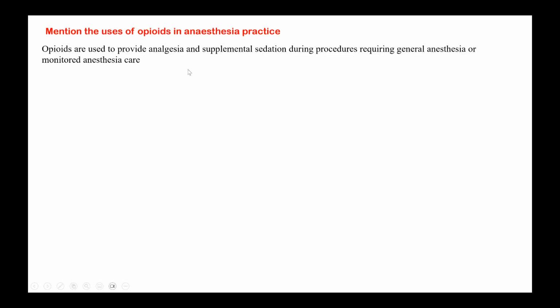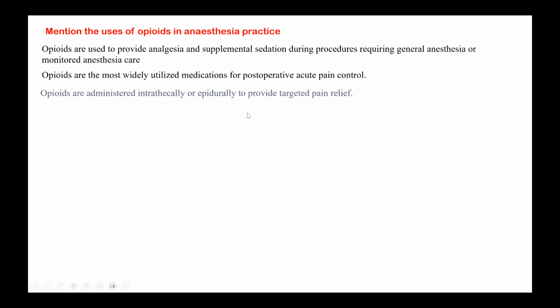And the uses of the drug in anesthesia practice: it is used for providing anesthesia totally and supplemental sedation during procedures requiring general anesthesia or monitored anesthesia care. It is utilized for post-op pain control, utilized intrathecally and epidurally to provide targeted pain relief. What is the advantage of intrathecal and epidural morphine or opioids over the parenteral or oral route?